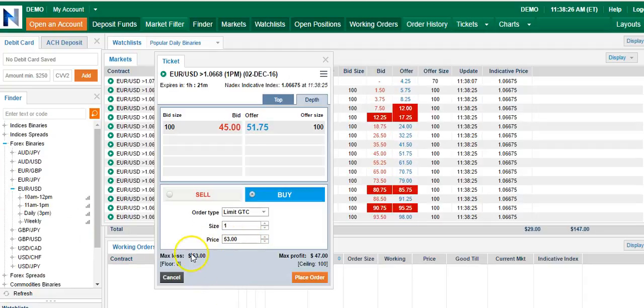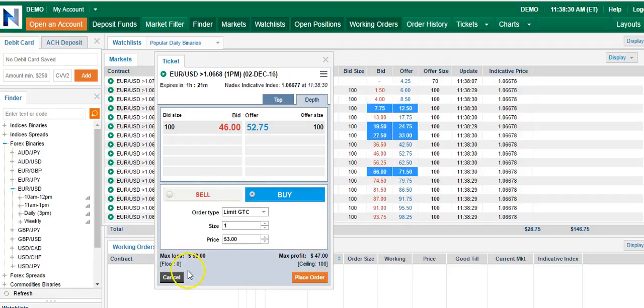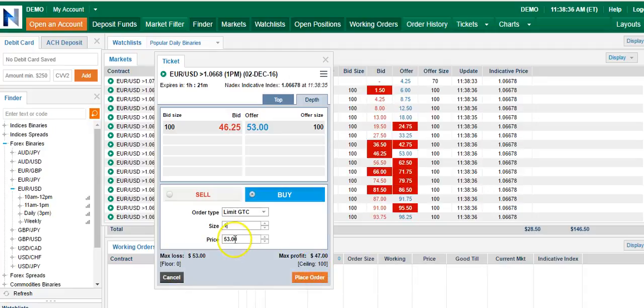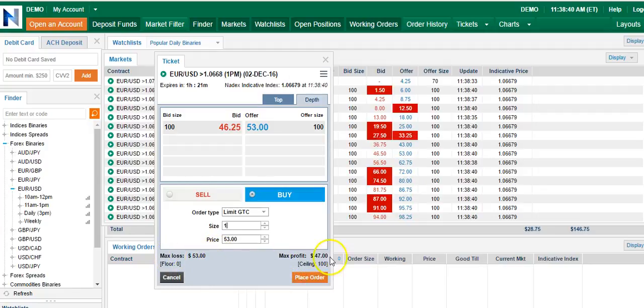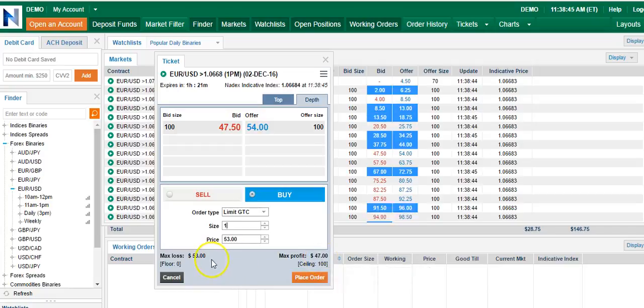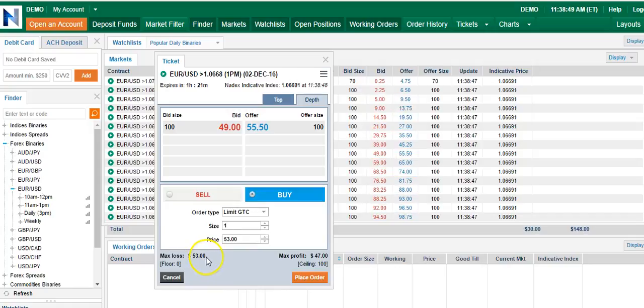And the other thing you can look at here, which is helpful, is the max loss and the max profit. So everything is either going to expire worthless at 0 or $100. So in this case, I'm risking $53. So this is how much they're going to take out of my account. And this is how much, if I win the trade, I will get back. So that is, I don't know, 80-some% return on investment.